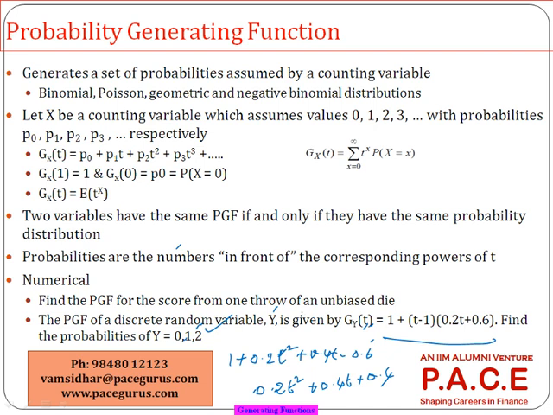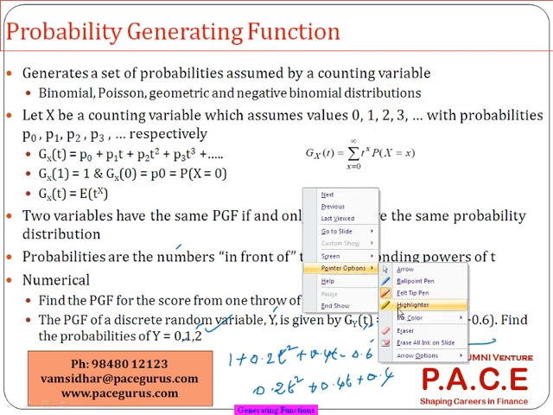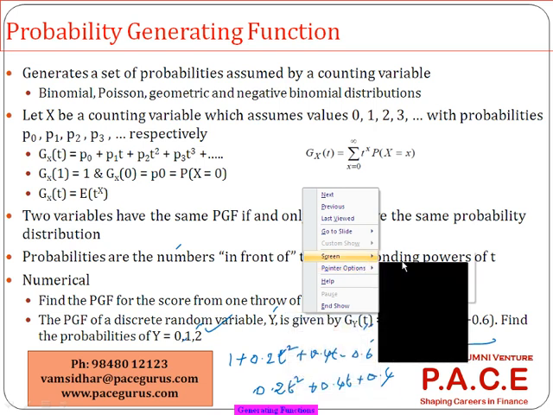So now if I say find the PGF for the score from one throw of an unbiased die. Let's try to simplify that. One throw of an unbiased die. We have already looked at what the probability distribution for it is. 1 by 6. If I write it, it is nothing but 1 by 6 t plus 1 by 6 t square plus 1 by 6 t cube, because the probability is multiplied by t power x, and so on up to 1 by 6 t power 6.